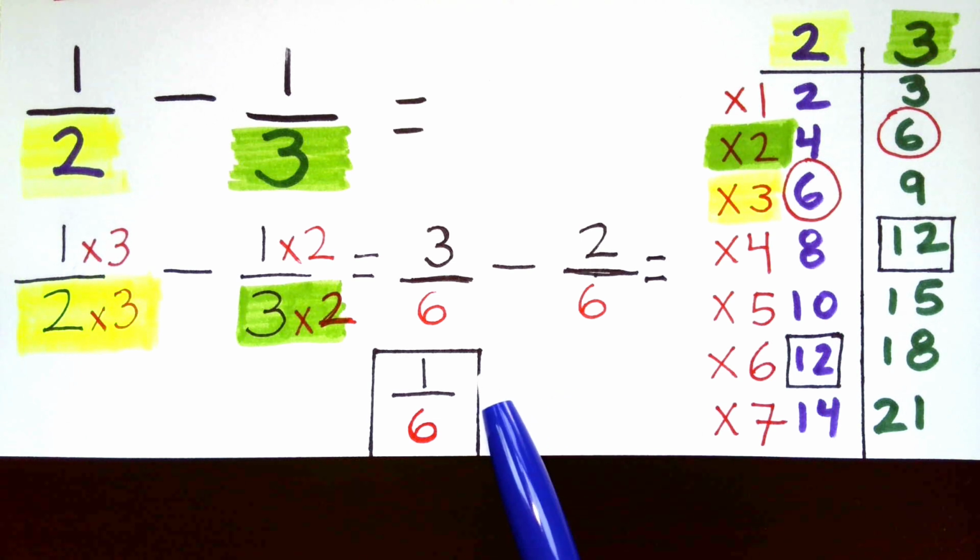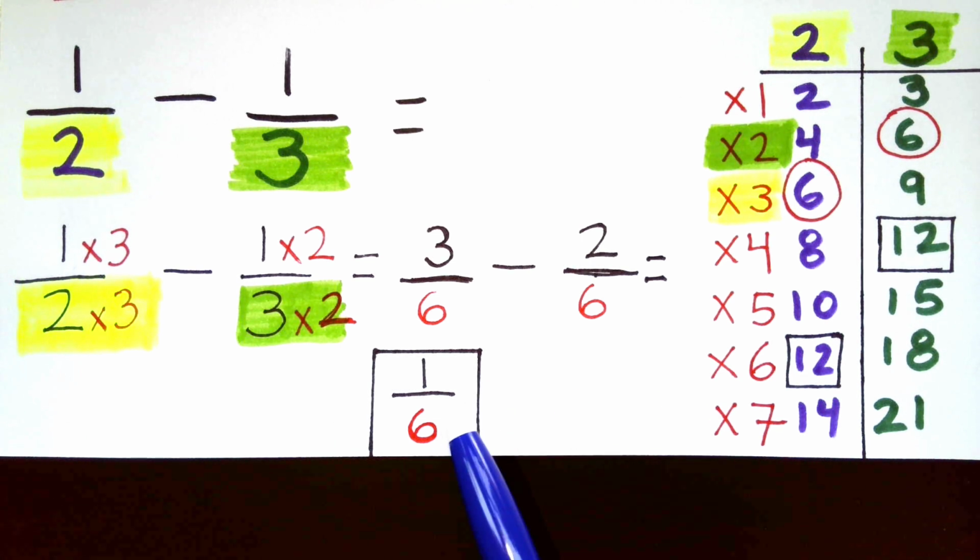All right, so the answer here is 1/6. You cannot reduce this fraction. The only number you can divide into top and bottom evenly without a remainder is 1. So we're going to stop there.